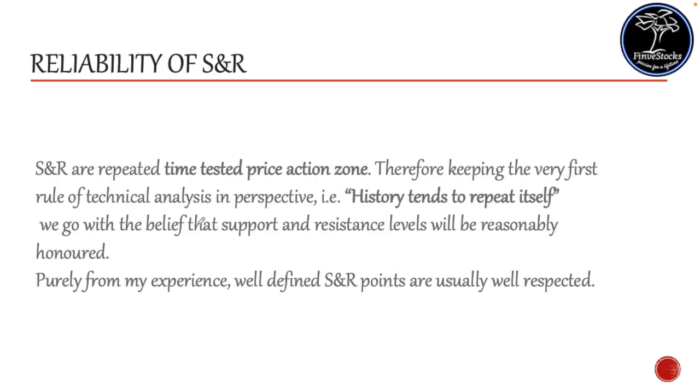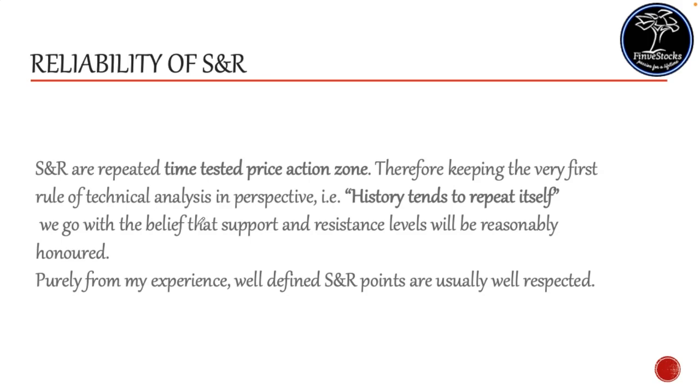So how can we trust this support and resistance line? Support and resistance lines are repeated several times. That's why the zone has been identified. The identification of support and resistance zone is based on repeated, time-tested price action zones. So, keeping the very first rule of technical analysis, that history tends to repeat itself, we will go with the belief that the support and resistance level will be reasonably honored. Purely from my experience, these well-defined support and resistance points are usually well respected. So all this comes from experience.